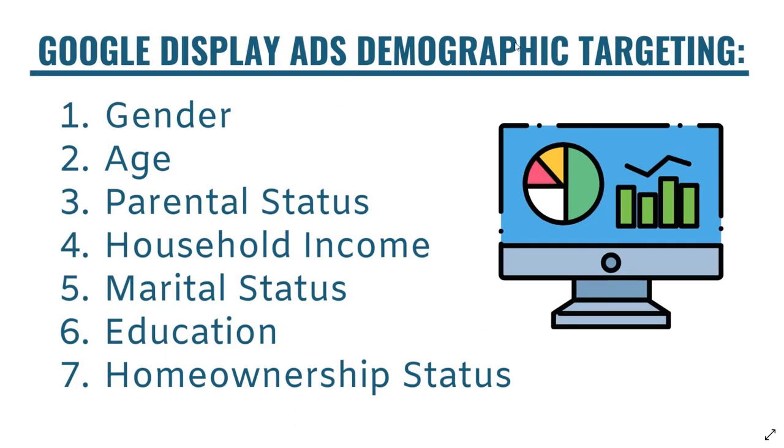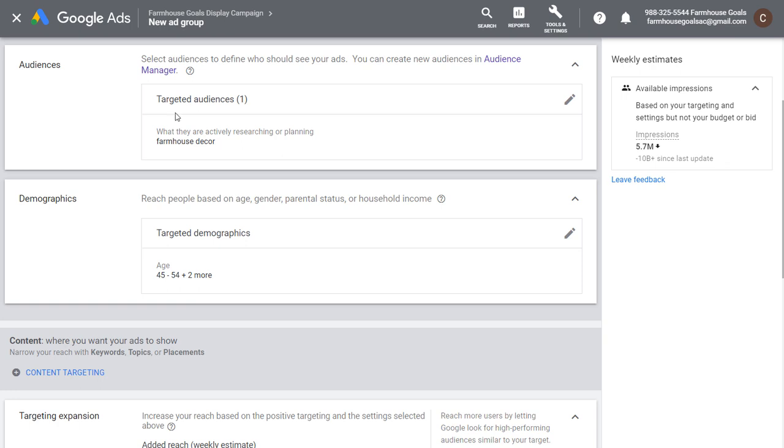So next is going to be demographic targeting. Some of the different demographics you can target: gender, age, parental status, household income, and then the three I already went over, marital status, education, and homeownership status, are some of those detailed demographics. But if we're looking at demographic targeting, one thing you can do is use some of these targeted audiences and then incorporate these targeted demographics as well.